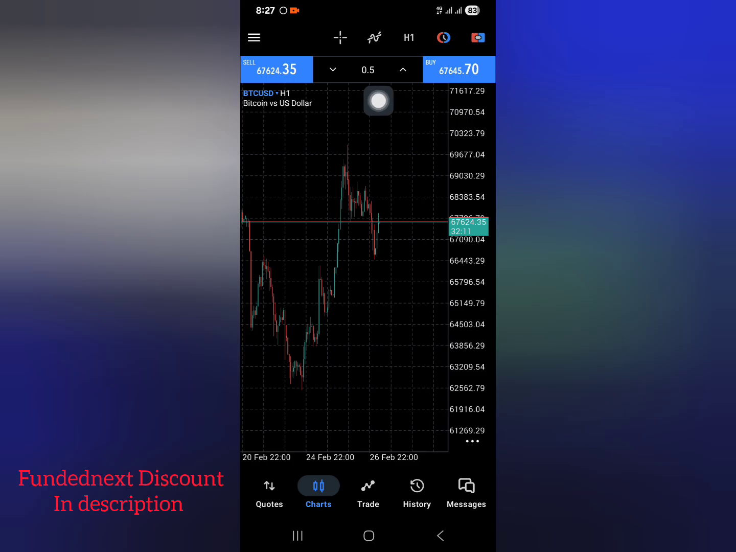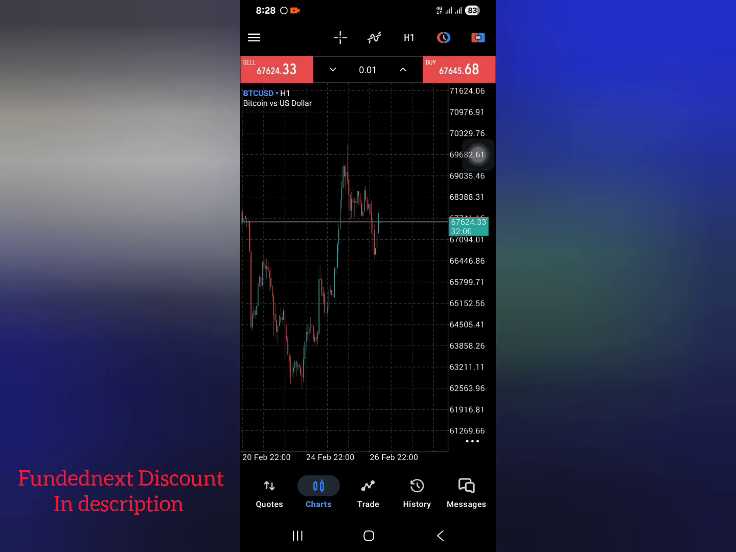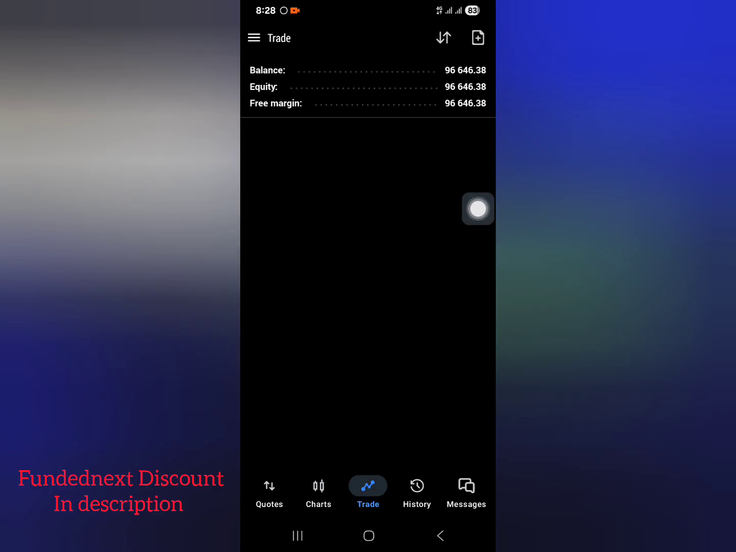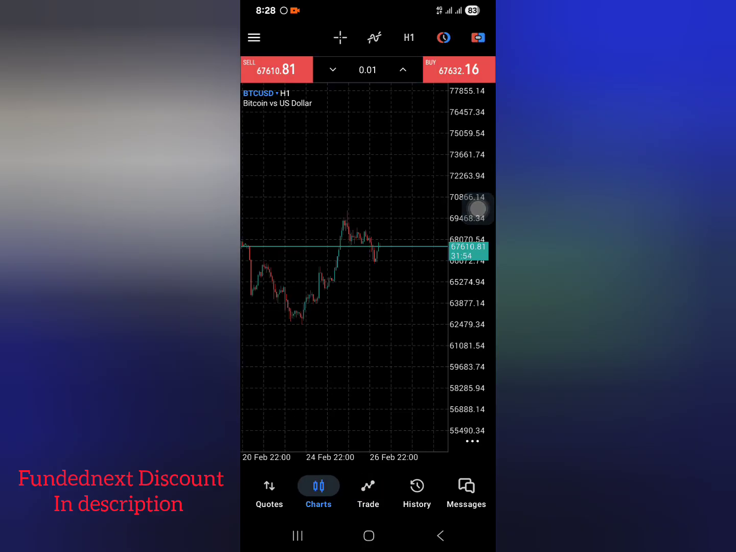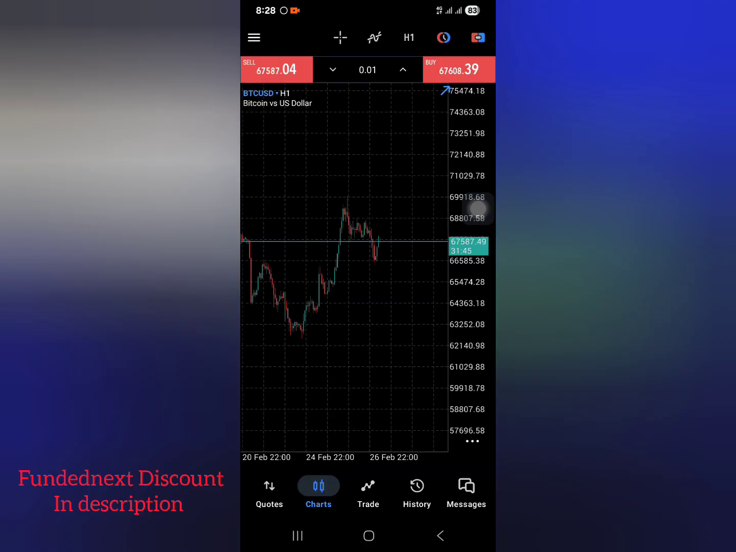Now about the volume: let's say the volume is 0.01, and I sell. This is a live account. When I enter a trade and sell, I am selling at the price, and I want the price to drop. When I sell and the price drops, that is how to make money.